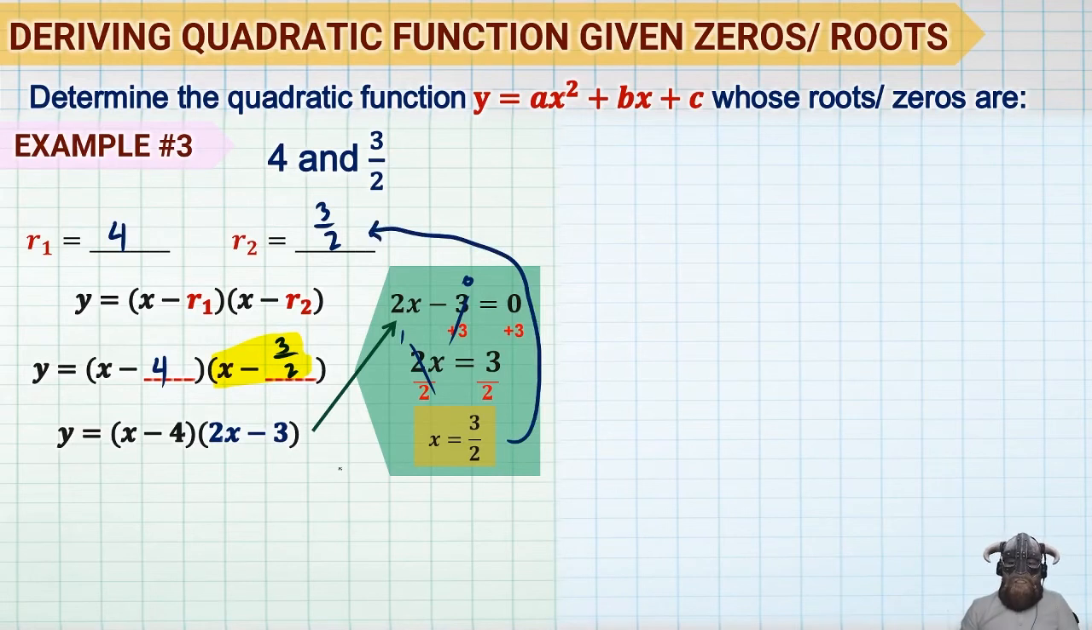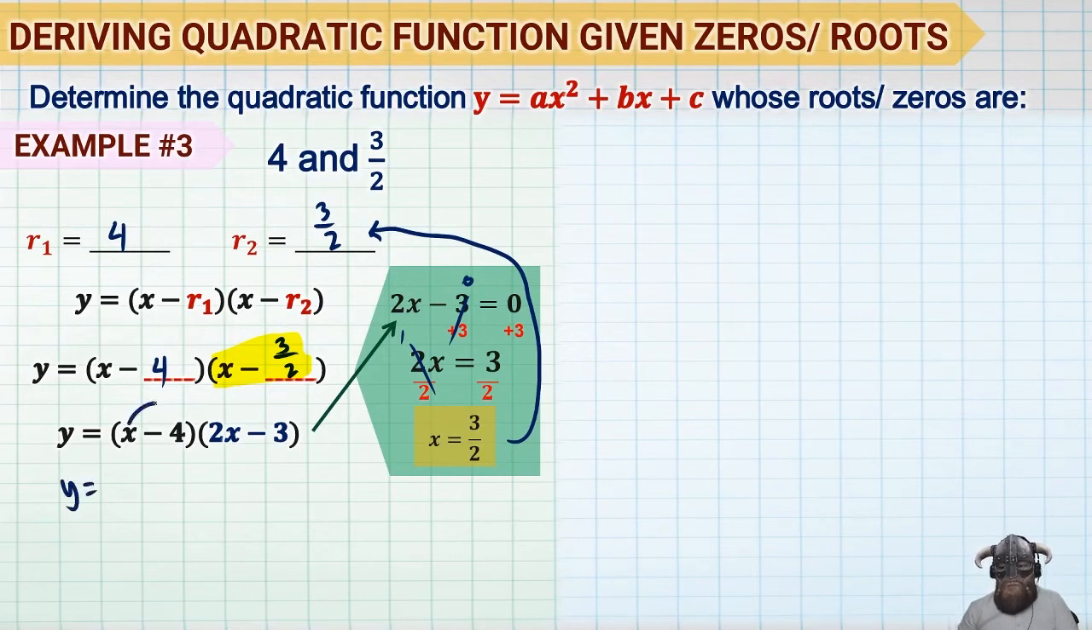So, ang technique dyan is, ilagay mo na lang tong 2 na nasa denominator sa tabi ni x. So, magiging 2x minus 3 siya. Yan yung shortcut kapag meron kang roots na fraction. In this case, ganun pa rin yung process. Since we already have the factors, all we need to do is to expand this one using FOIL. So, copy muna natin to.